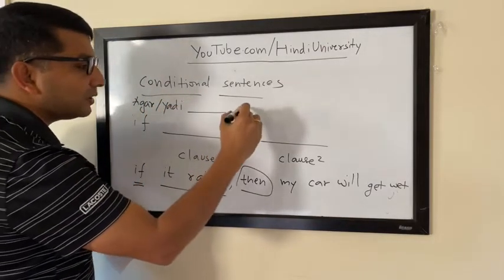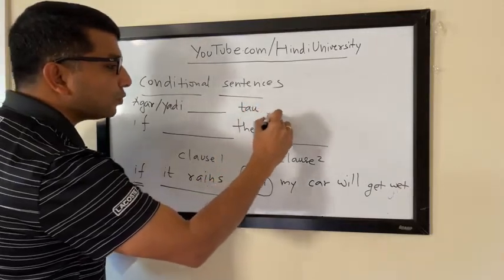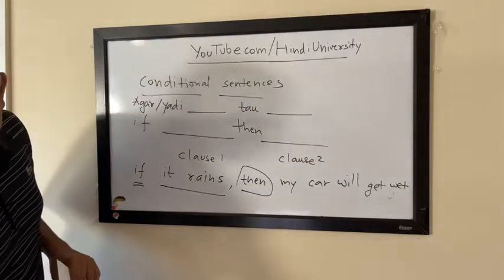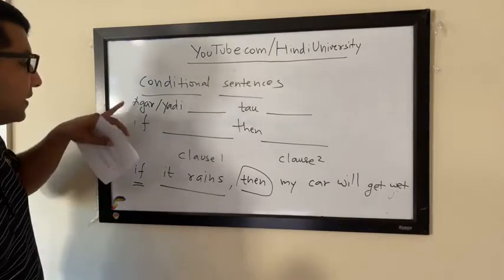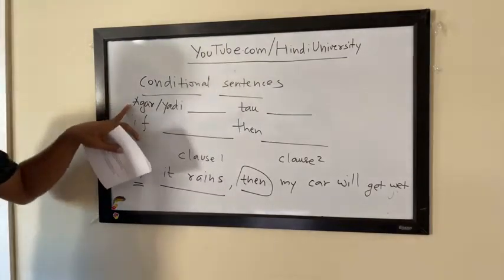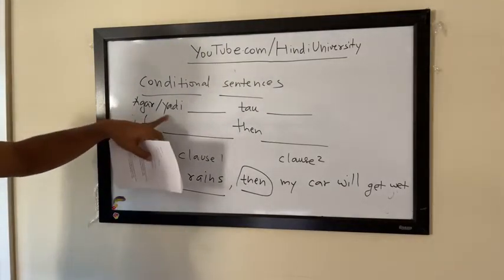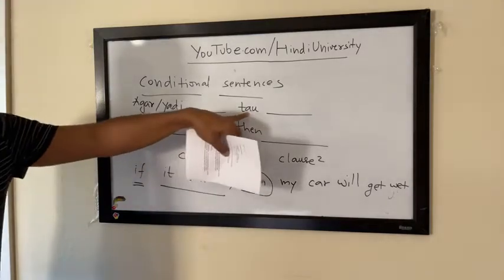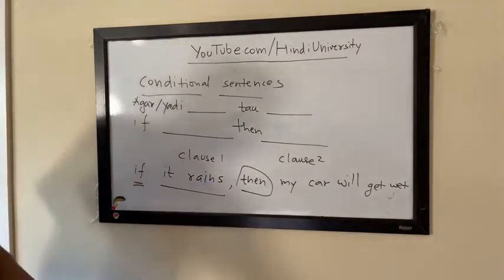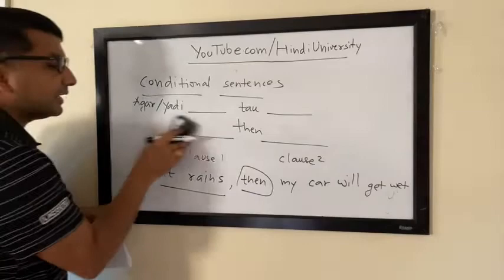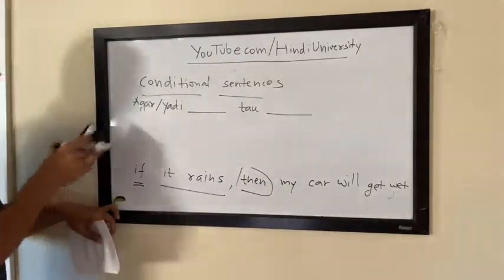Then your clause one, and then you will have to. Okay? So again, just to repeat it, in Hindi you will say agar or yadi A happens, to B will happen. Let me write it down in Devanagari as well.